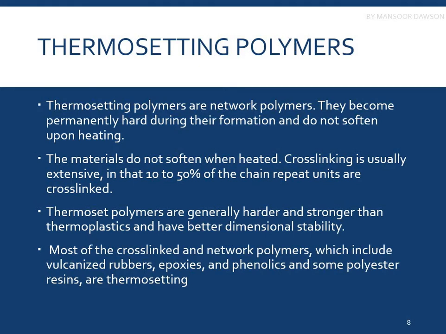The degree of cross-linking in the thermosetting polymers is 10 to 50% of the repeating units, and thermosets are usually harder and stronger than thermoplastics, and they also have better dimensional stability, but they do not soften when they are heated. Okay, so these include vulcanized rubbers, epoxies, phenolics, and some polyester resins.